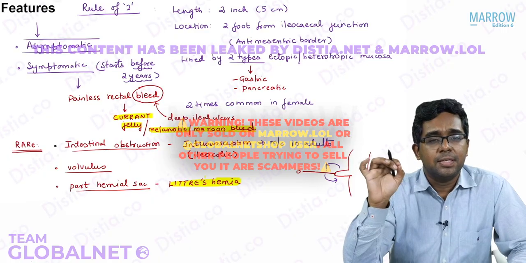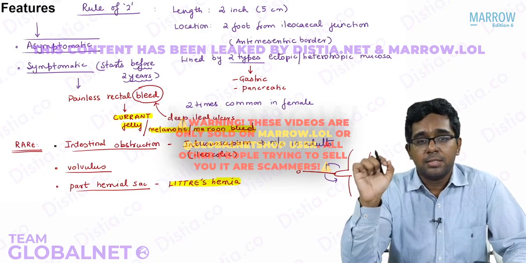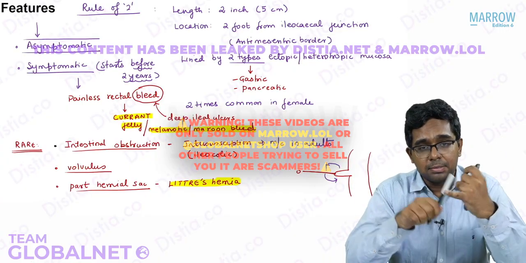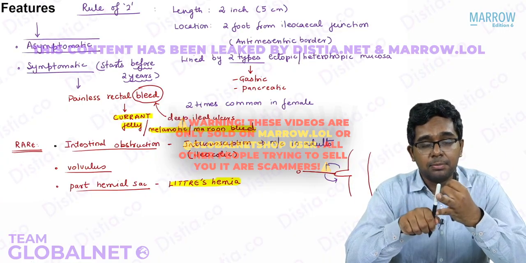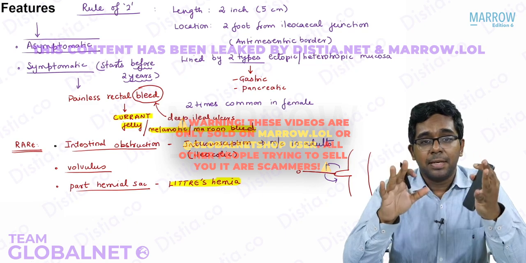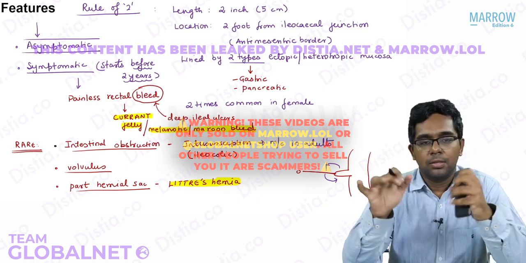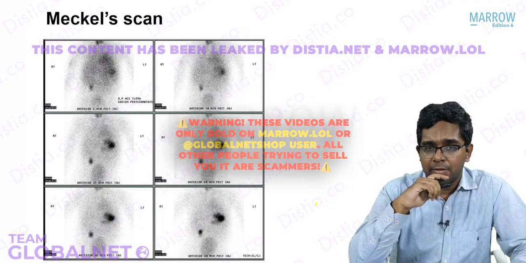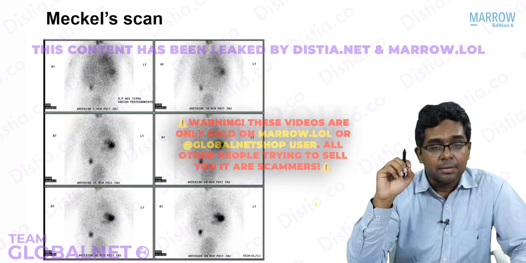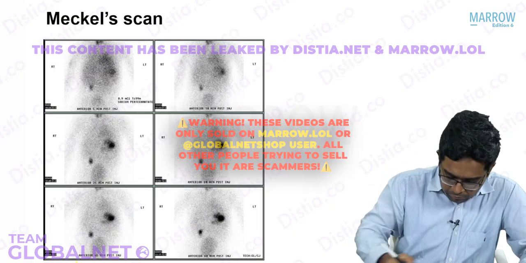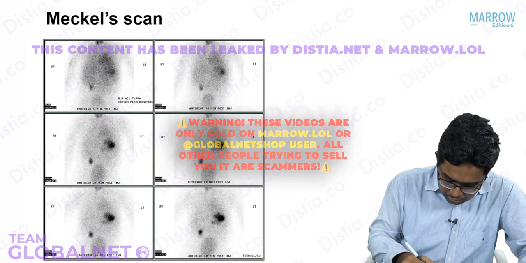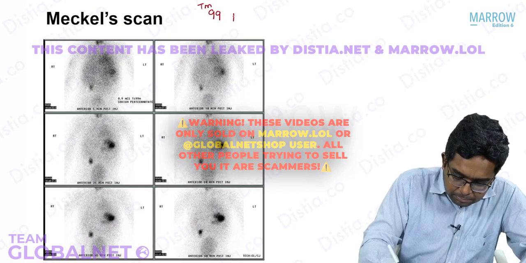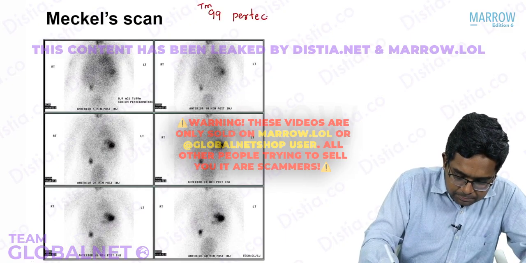Okay, so these are the different ways by which a Meckel's diverticulum can present, but the summary is most cases are asymptomatic, and if at all they are symptomatic, the usual symptom is painless bleeding in the stools. Okay, moving on to the diagnostic investigation in Meckel's diverticulum. It is Meckel's scan, or what we also call the radionuclide scan, which is the 99 technetium pertechnetate scan.